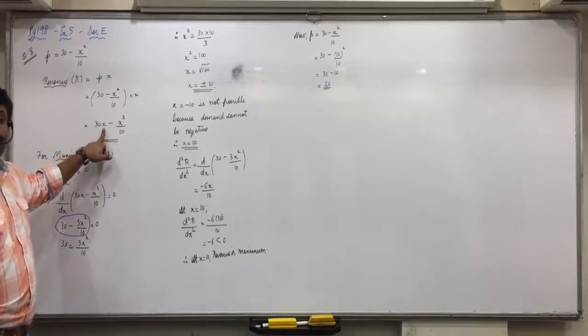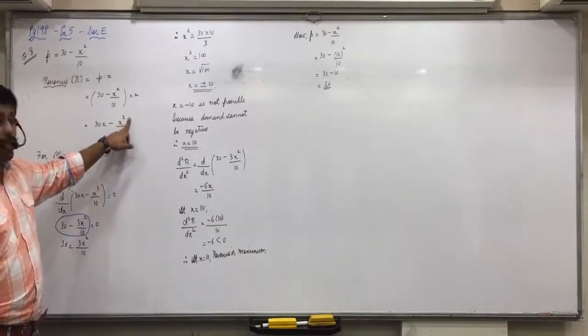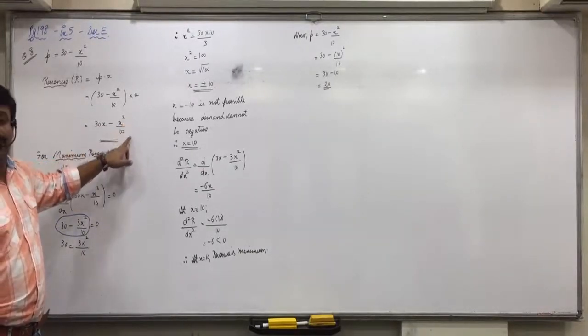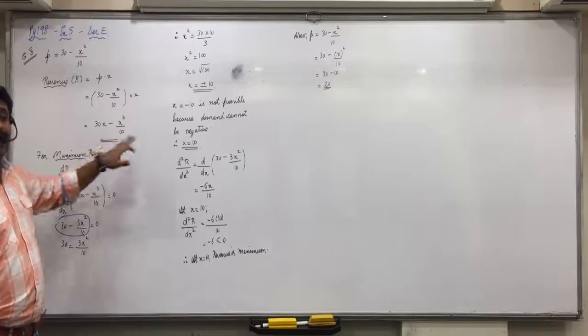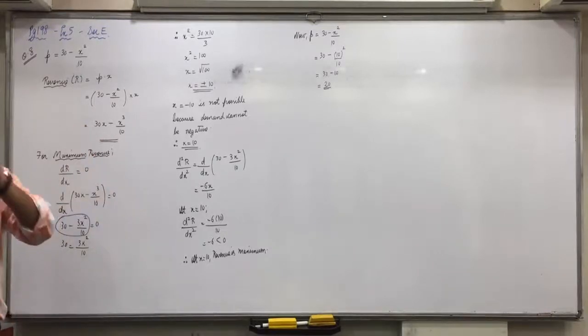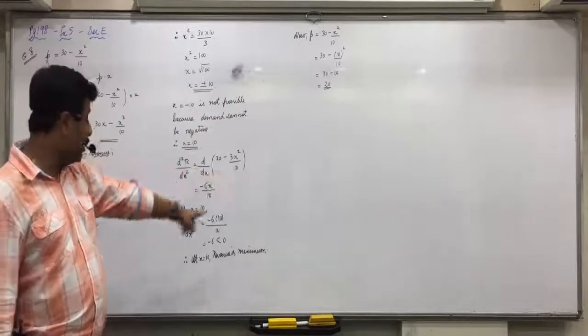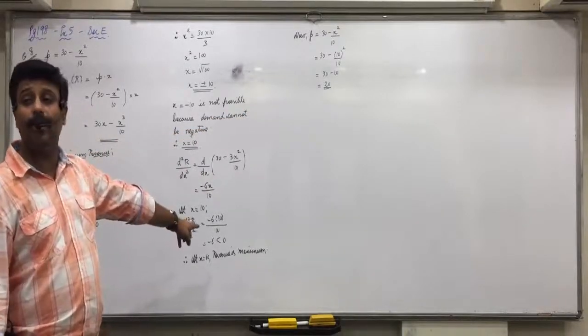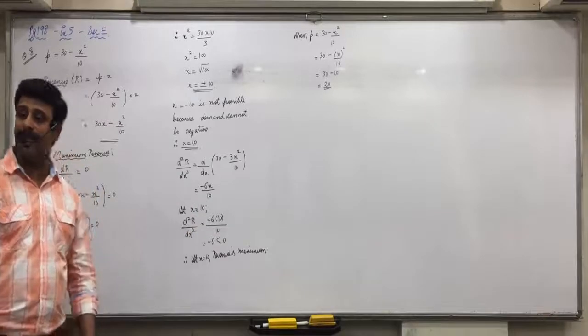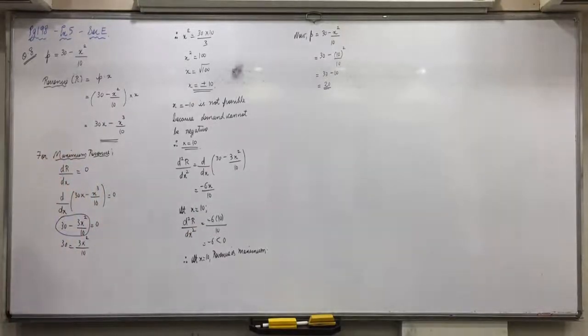30 into 10? 300. 10 cube? 1000. 1000 divided by 10? 100. 300 minus 100. What would be the maximum revenue? 200. If you can cross check. What is the price? Demand? So 20 into 10? 200. The maximum revenue would be 200 rupees.